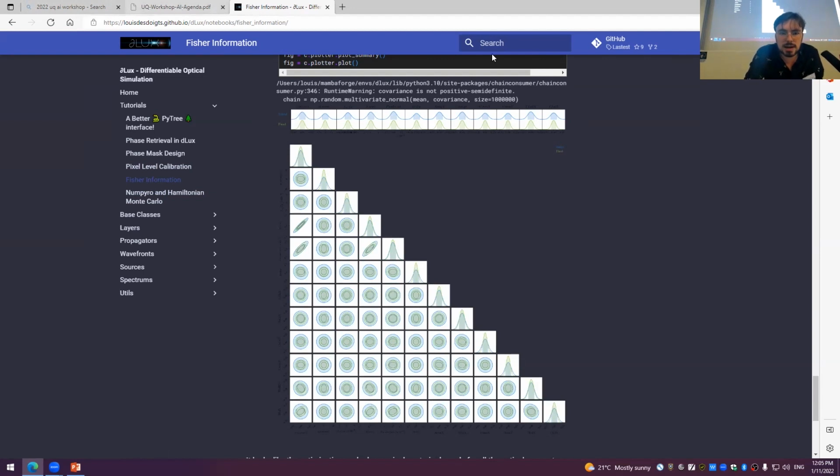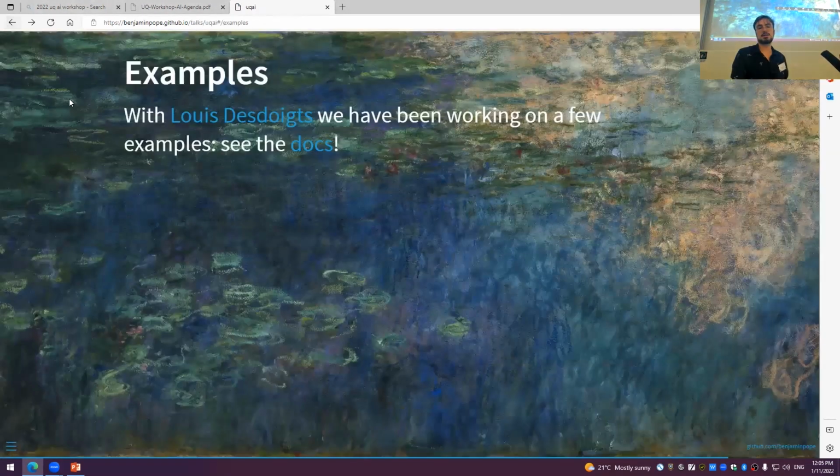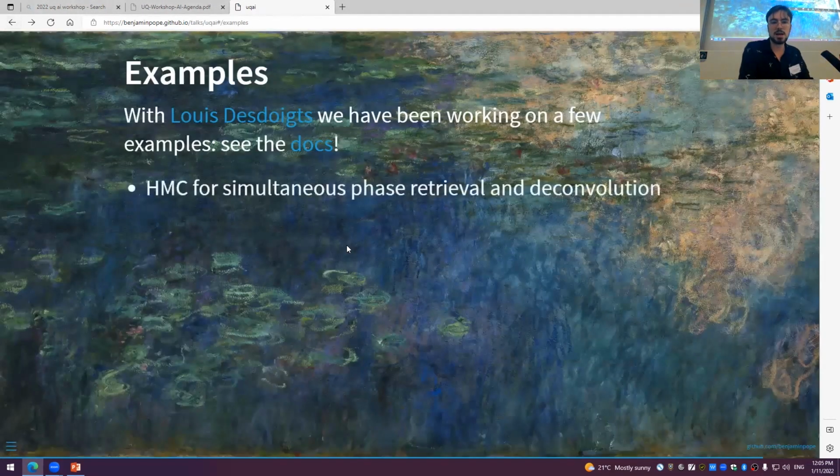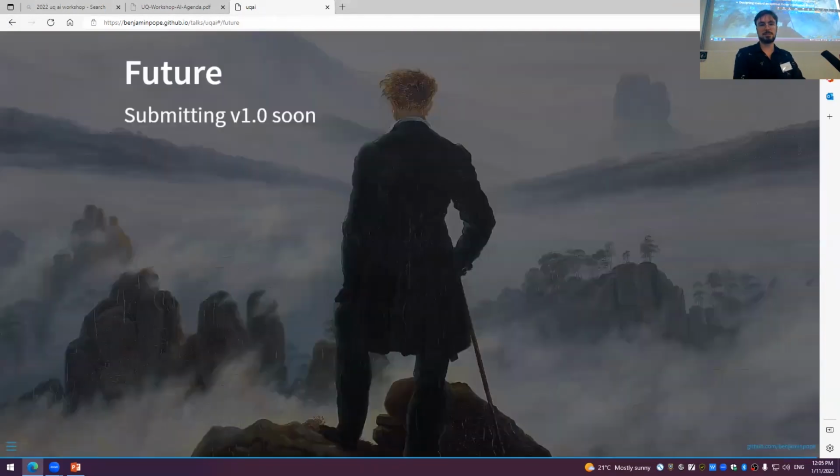How do I make this go away? Anyway, so we can use Hamiltonian Monte Carlo to fit models to data instead of Adam. There's all sorts of stuff we can do. I'd love to talk to people about it.